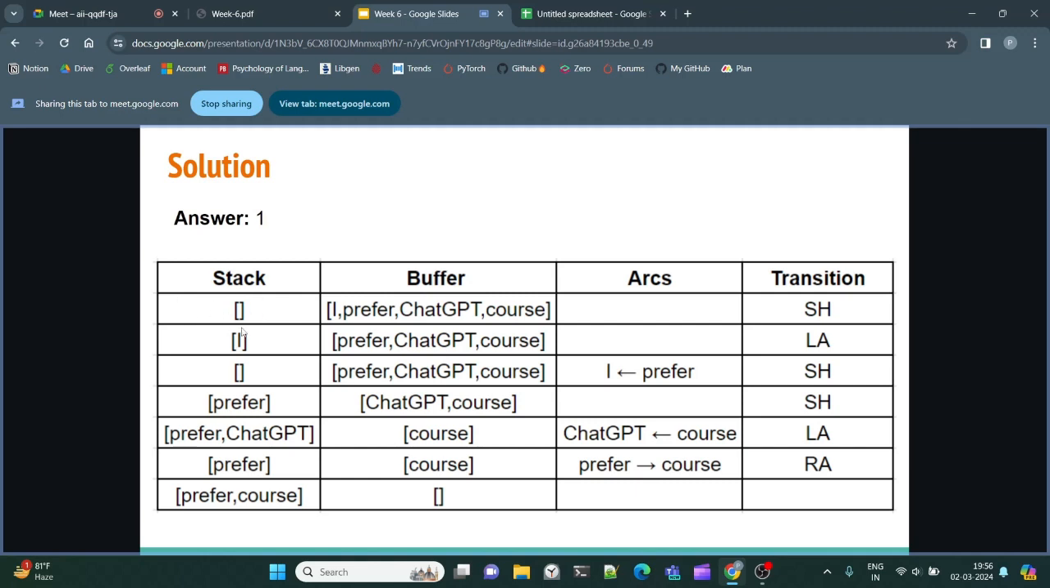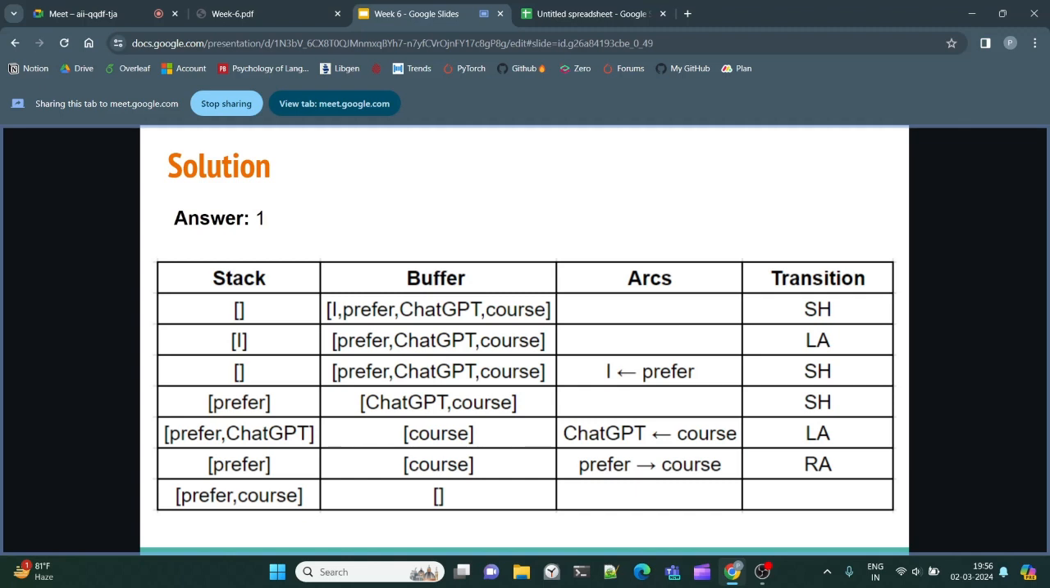So initially when I start, none of the words have been processed, so the stack would be empty. The buffer would contain all the words, which are I, prefer, ChatGPT and course in this case. And the arcs are also empty, so there's nothing right now. In this case, we know there are four possible transitions I can take: it could be shift, reduce, left arc, or right arc.